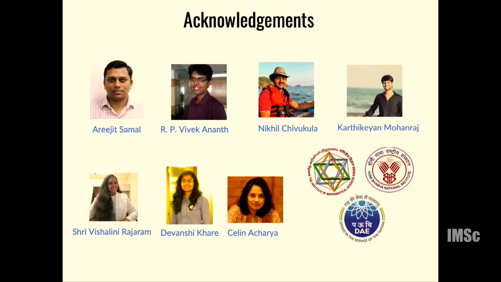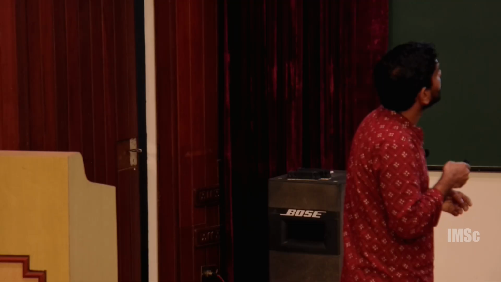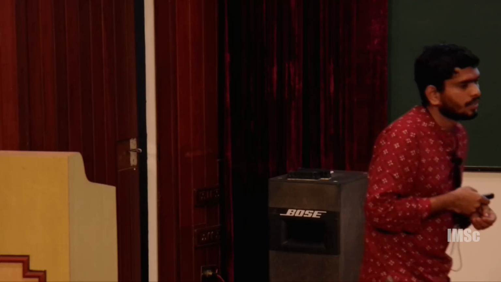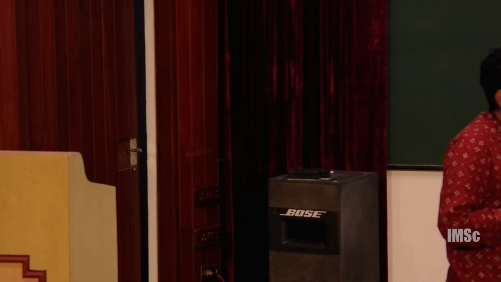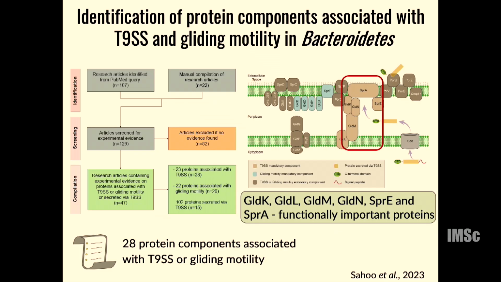Two queries. One is that your prediction is based on the 9 proteins you mentioned previously. Yes, 6 proteins. Why are you considering all these 6 to be mandatory? Because these are present in your data set. In all the experimentally validated bacteroidetes where T9SS is present, these 6 are always present.